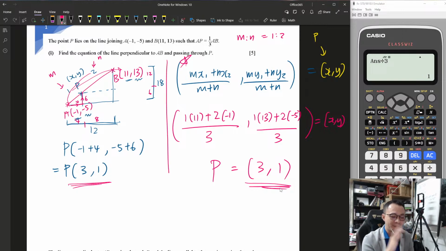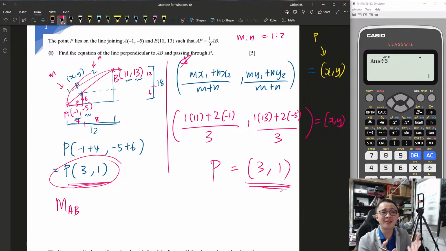Alright, but we haven't finished, because the question asks us to find the perpendicular to AB. Perpendicular means what? It means 90 degrees. It must be 90 degrees to AB, and it passes through this point (3, 1). So I will need to find the gradient of AB first, because perpendicular basically means first gradient multiplied by second gradient gives negative 1. So I want to find my gradient of AB first.